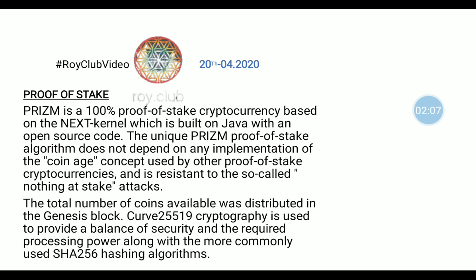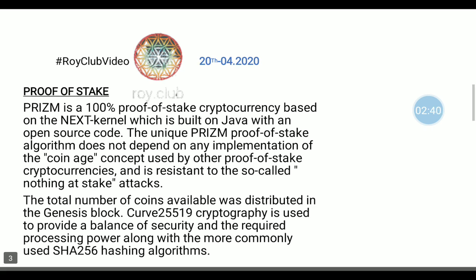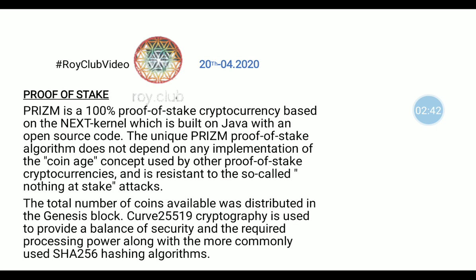So I want to read this text to you, so that we really listen and maybe pick a couple of points out of it. It says, Prism is a 100% proof of stake cryptocurrency based on the Nxt kernel, which is built on Java with an open source code. The unique Prism proof of stake algorithm does not depend on any implementation of the coin age concept used by other proof of stake cryptocurrencies, and is resistant to the so-called nothing at stake attacks.